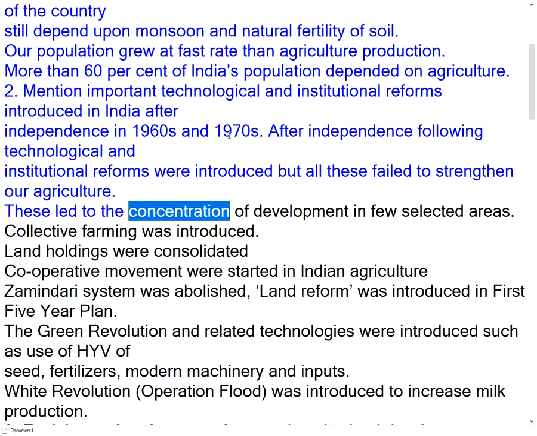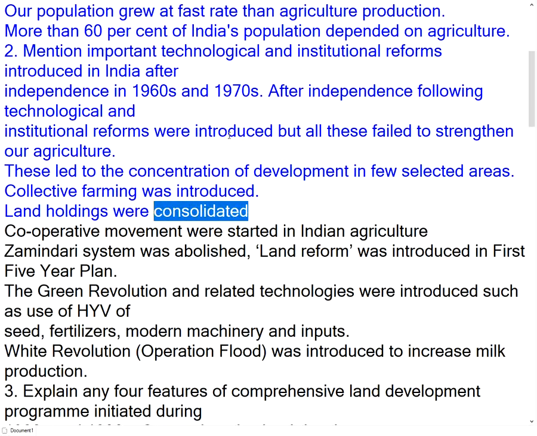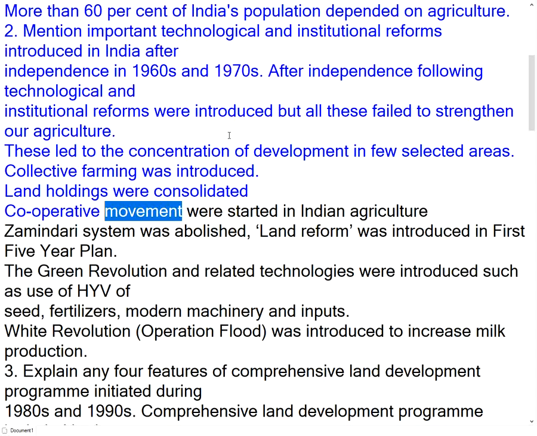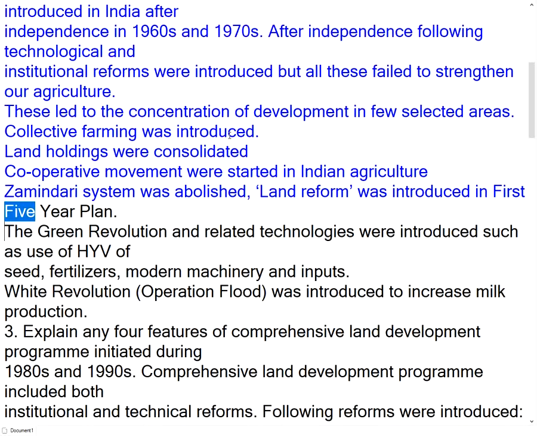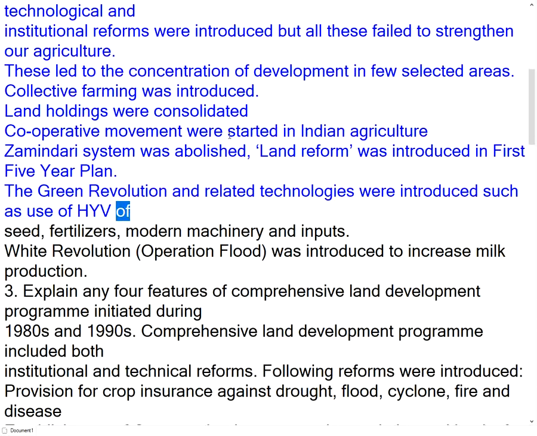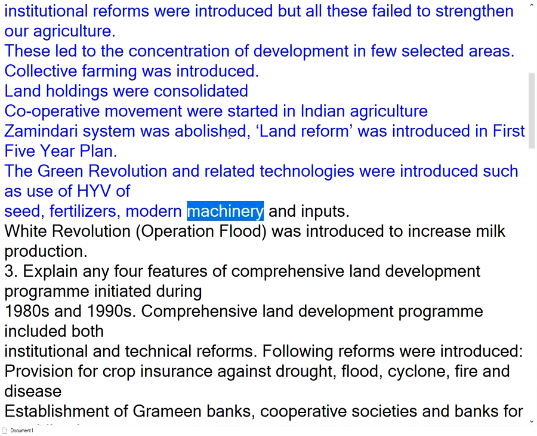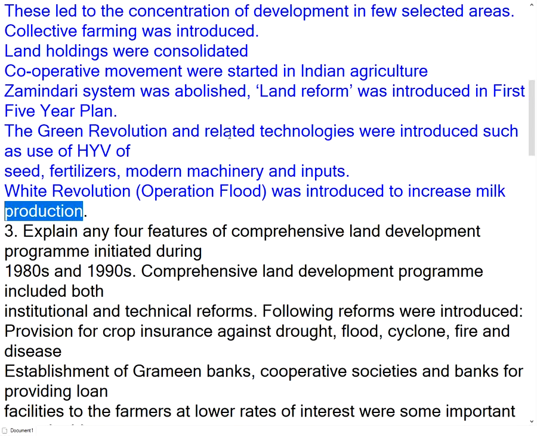These led to the concentration of development in a few selected areas. Collective farming was introduced. Land holdings were consolidated. Cooperative movements were started in Indian agriculture. The Zamindari system was abolished. Land reform was introduced in the first five-year plan. The Green Revolution and related technologies were introduced, such as the use of HYV seeds, fertilizers, modern machinery, and inputs. The White Revolution, Operation Flood, was introduced to increase milk production.